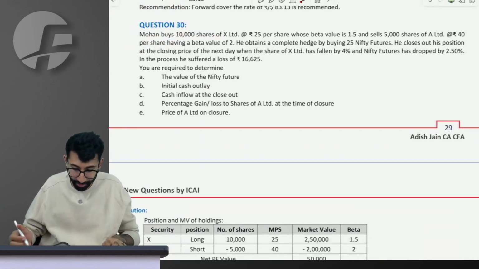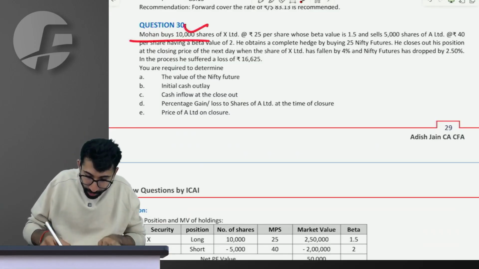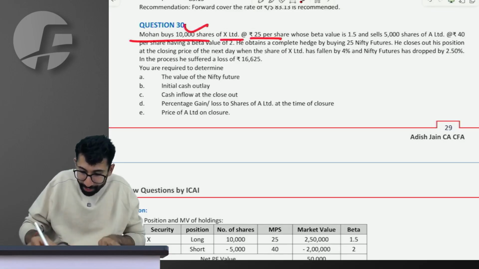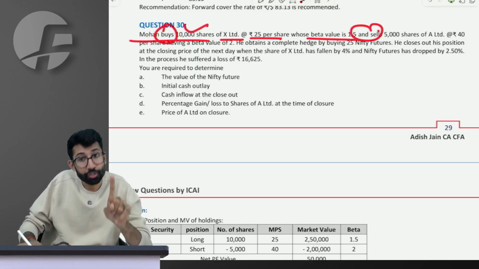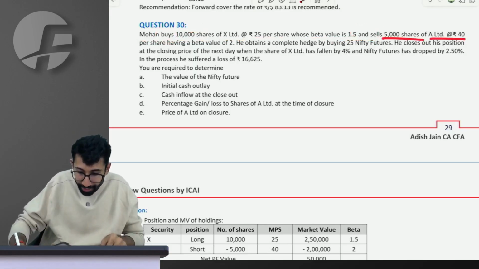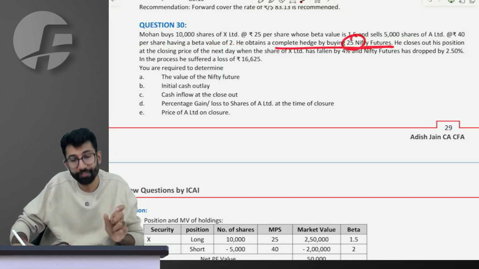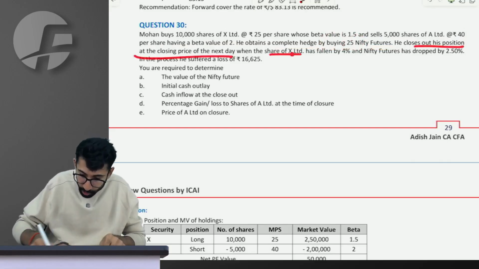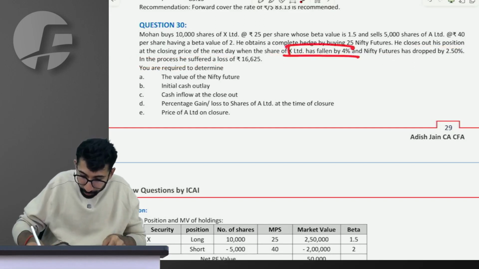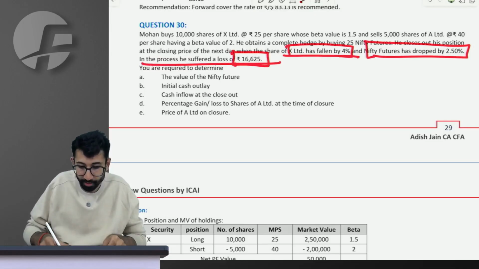Let's see what it tries to say. Mohan buys 10,000 shares, listen to me, 10,000 shares of X Limited at a price of 25, whose beta is 1.5. Buy is a long position, sell is a short position: 5,000 shares of A Limited, price 40, beta of 2. He obtains a complete hedge by buying 25 Nifty futures, a long position in the Nifty future. He decides to close the position when the price has changed. Fine. Where share of X falls by 4%, Nifty future drops by 2.5%, and overall loss is 16,625.